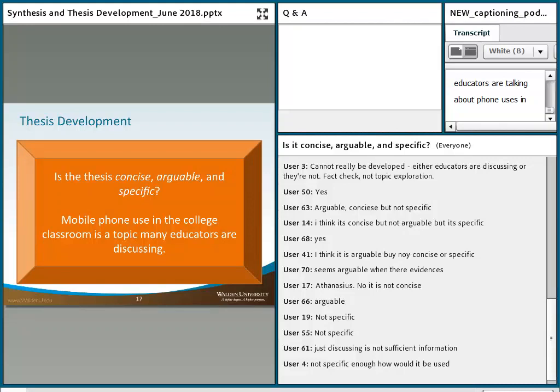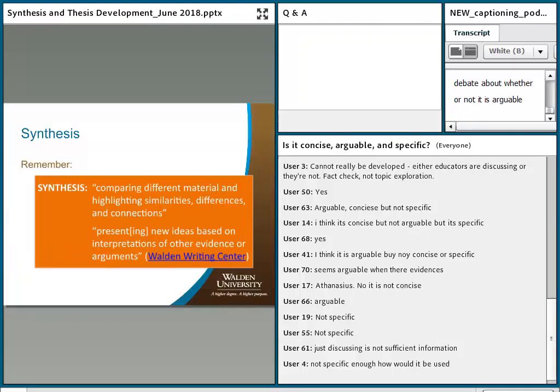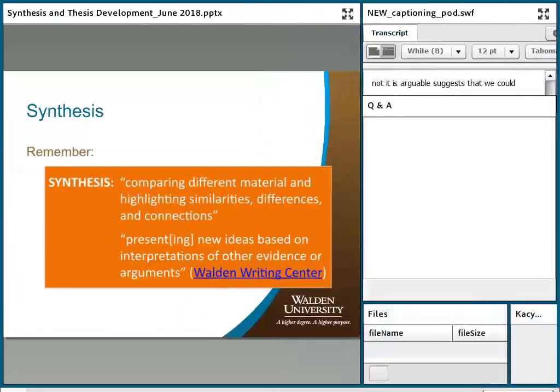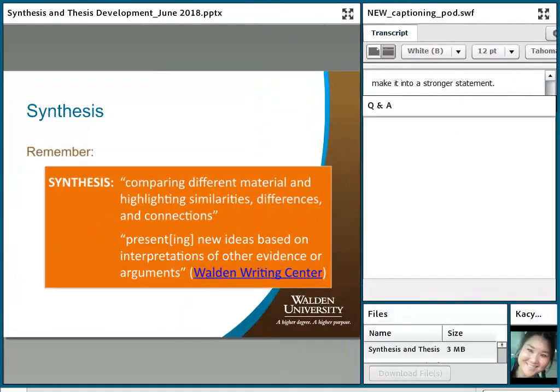And there's research being done about this phenomenon. Is it good? Is it bad? So this is not really an arguable topic. And again, we might think about, is it specific? So it looks like it might fit the concise and specific, but arguable is where I think, and even because we're seeing that there's a lot of debate about whether or not it's arguable, I think suggests that we could make this into a stronger statement. So thanks so much for participating in that.